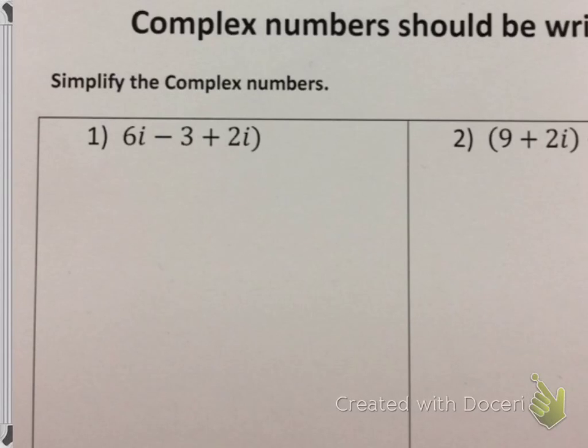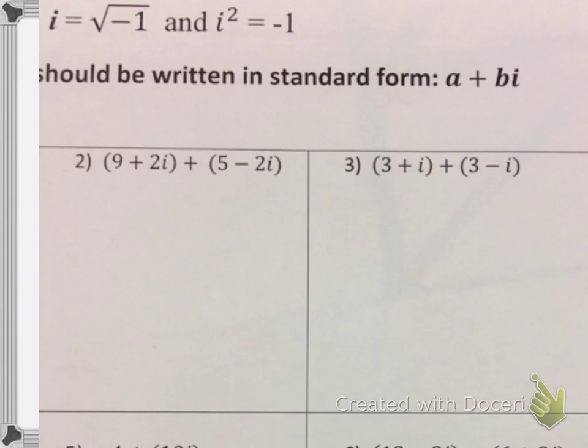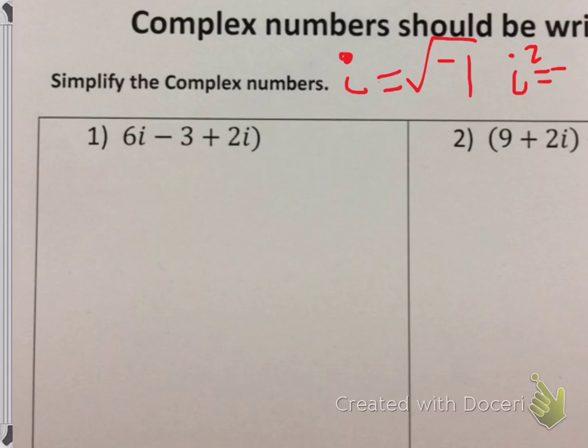All right, yesterday we learned about complex numbers, the letter i, and what it represented. And we decided that the letter i represented the square root of -1, and if we got i squared, it represented -1. So today we're just going to do some addition using i's.